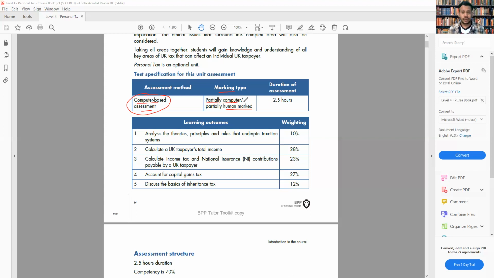Other than that, any calculation, for example, how much is the tax payable, how much is the national insurance, how much is the inheritance tax payable, all the numbers will be calculated or marked by the computer, because everyone has to have the same number for that. The exam duration will be 2.5 hours.